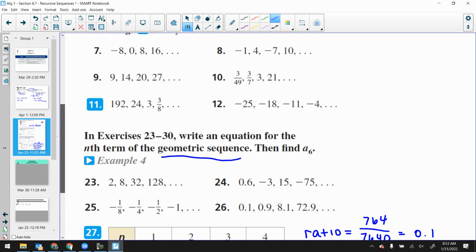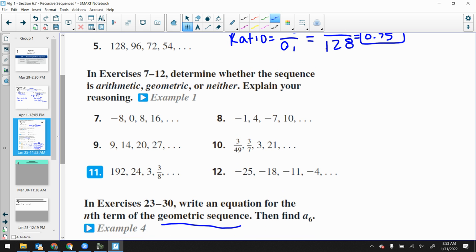7 through 12, any of those you pick, like 9 or 10. Okay. For now, I'm just saying, is it arithmetic, is it geometric, or neither? Looking at 9, think about this. It's either got to be adding the same thing as my first 2 terms. How much am I going up between 9 and 14? Plus 5, right? Does that pattern continue? No. So we know that it's not arithmetic.